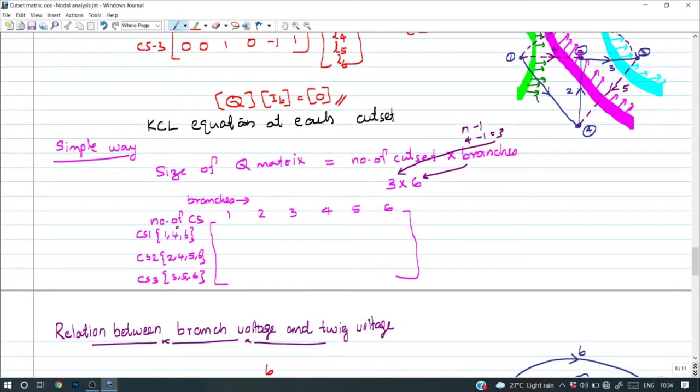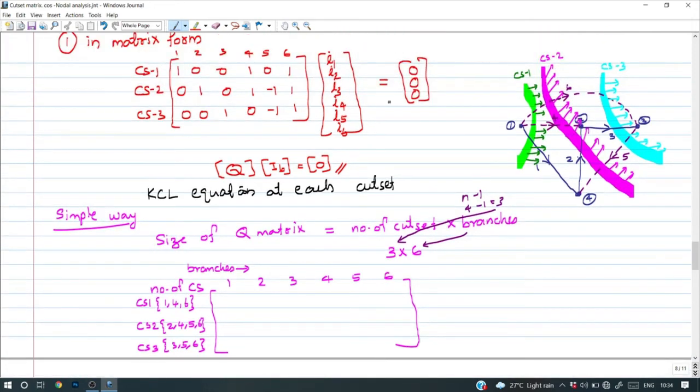When we are considering cut set 1, this is your cut set 1. Branches involved are 1, 4 and 6. So we can put 1 in the corresponding positions: corresponding to the first branch 1, the fourth branch 1, the sixth branch 1. Now we need to check the orientation of these branch currents. The orientations of I1, I4 and I6 coincide with the orientation of cut set 1. Therefore, their sign is positive. There is no need to put plus 1, it is understood by default. The remaining entries are zeros.